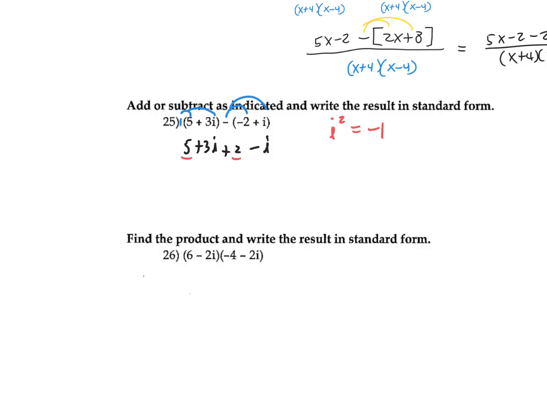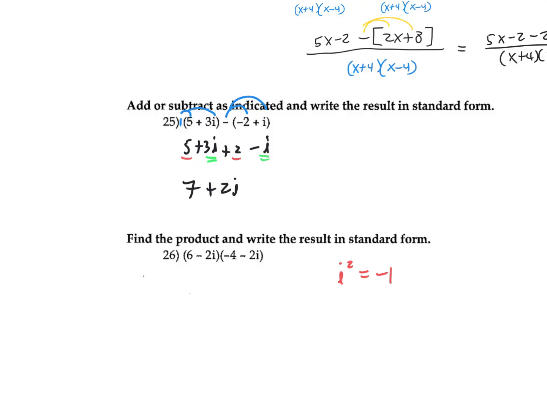This red underline situation is a like term situation. The green underline situation is a like term situation. So let's combine the like terms. We would have 7 plus 2i. And believe it or not, you're actually done. That's as far as you can go with that. Notice how there are no i squareds, so we don't have to worry about doing this. This, however, will be relevant for the next one, certainly.